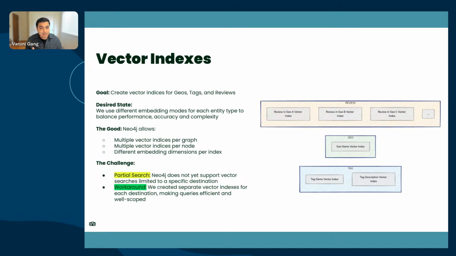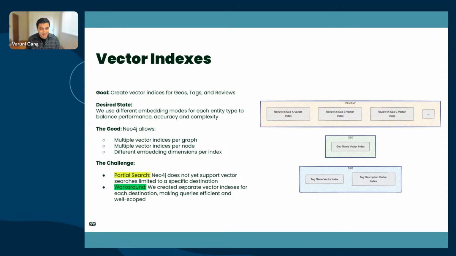We use different embedding models to balance accuracy and performance. So lighter models for short text names like geos and tag names, heavier models for long form content like review sentences. And Neo4j gave us a lot of flexibility here. It allowed us to have multiple vector indexes per graph, so we can isolate different embedding types. We can also have multiple vector indexes per node, and even different embedding dimensions per index, which lets us fine-tune for quality and speed. That flexibility was crucial because it allowed us to mix representations within a single system.